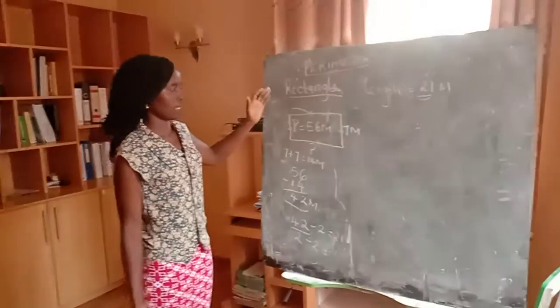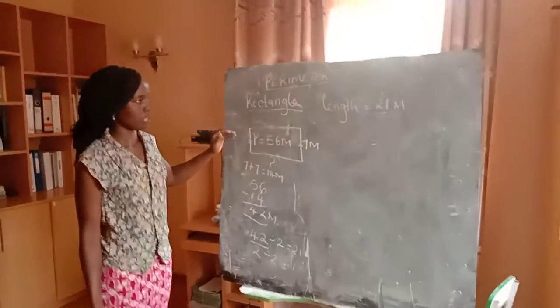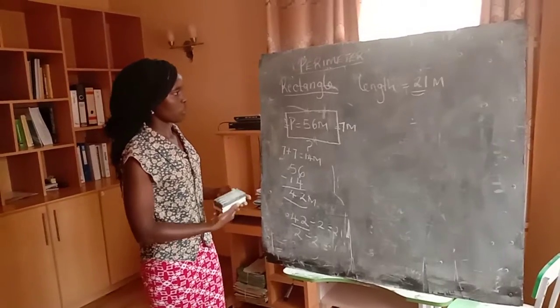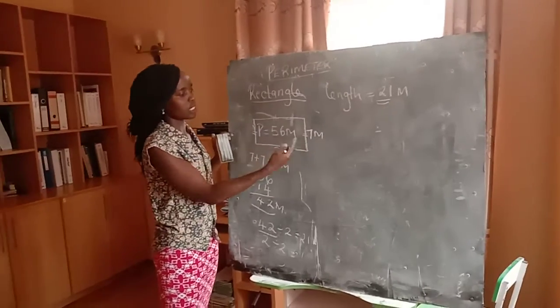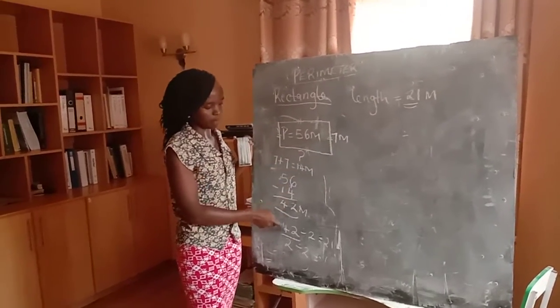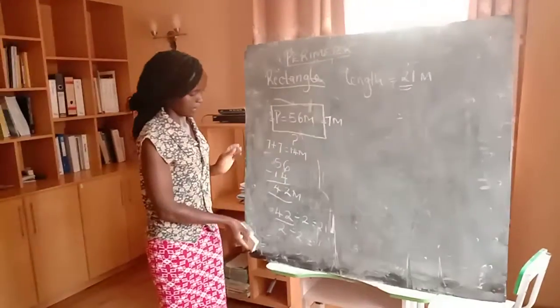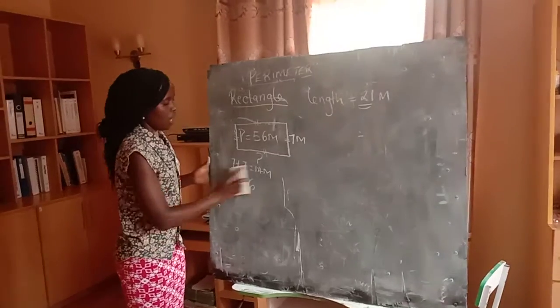So that's about the rectangle, how to get the perimeter and how to get the measure of one side given the other. So if you are told to get the width now, you'll still do the same. You'll follow the same procedure, and you're going to get the measure of your width. I hope you have gotten that.